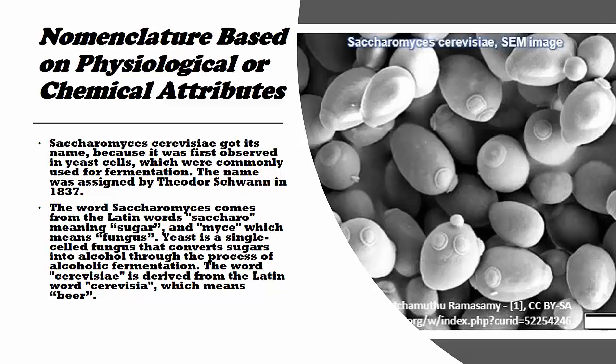Nomenclature can also be based on physiological or chemical attributes. For example, Saccharomyces cerevisiae got its name because it was first observed in yeast cells, which were commonly used for fermentation. The name was assigned by Theodor Schwann in 1837. The word Saccharomyces comes from the Latin word saccharo, meaning sugar, and myces, which means fungus. Yeast is a single-celled fungus that converts sugars into alcohol through a process called alcoholic fermentation. The word cerevisiae is derived from the Latin word cerevisia, which means beer.